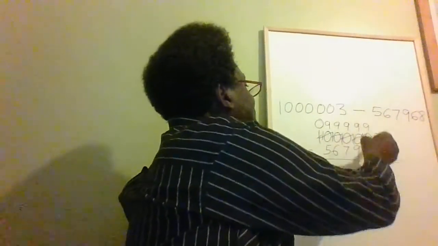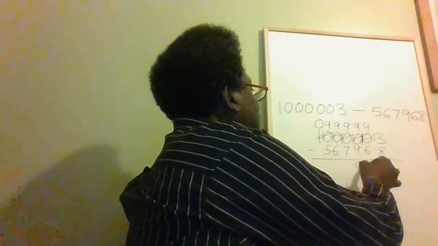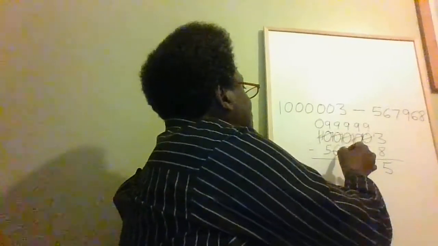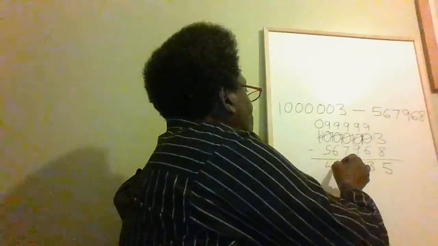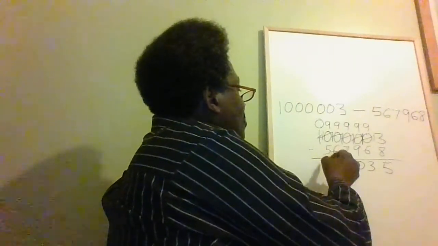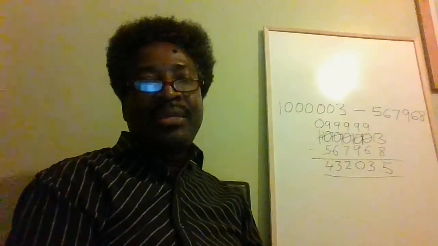You can do 9, take away 6. That's 3. 9 take away 9, that's 0. 9 take away 7, that's 2. 9 take away 6, that's 3. 9 take away 5, that's 4. 0 take away nothing is 0. So you don't really need to put that 0 there. That's our answer right there.